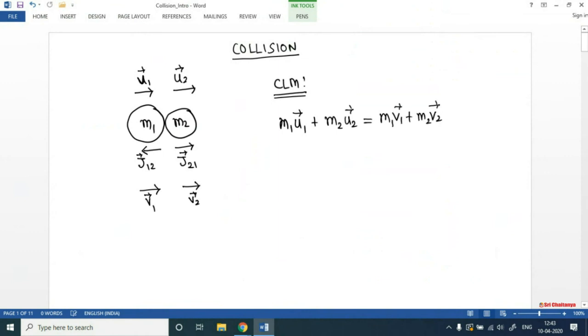This equation we can apply along the direction in which we can make sure that there are no impulsive forces acting during the collision. This equation is nothing but another way of writing the impulse equation. For example, in this case, during the collision, equal and opposite impulsive forces are acting, so this is very similar to J12 being minus J21. So this is the equation we would be using for the collision.